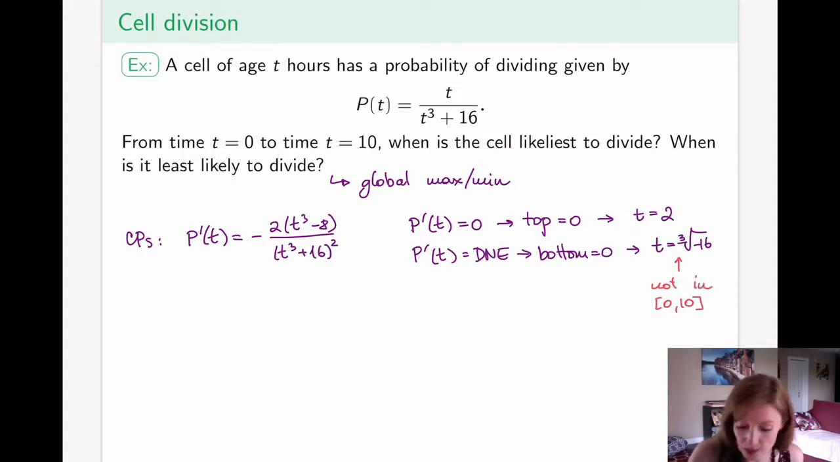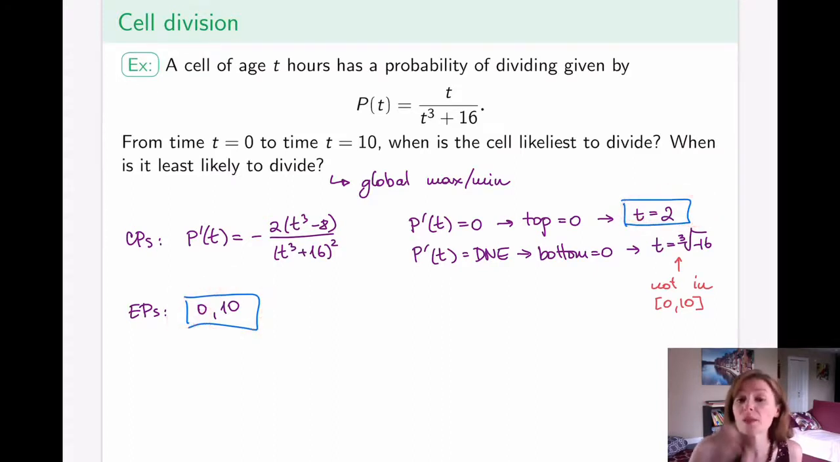Okay, so these are my two critical points, but I am only going to take the one that actually belongs to the interval of interest. Excellent. My endpoints are 0 and 10. So all together, I have 3 points that I'm going to plug back into the function and physically discover which one of them yields the highest and the lowest y value. So all I'm going to do now is actually evaluate my function at 2, at 0, and at 10.